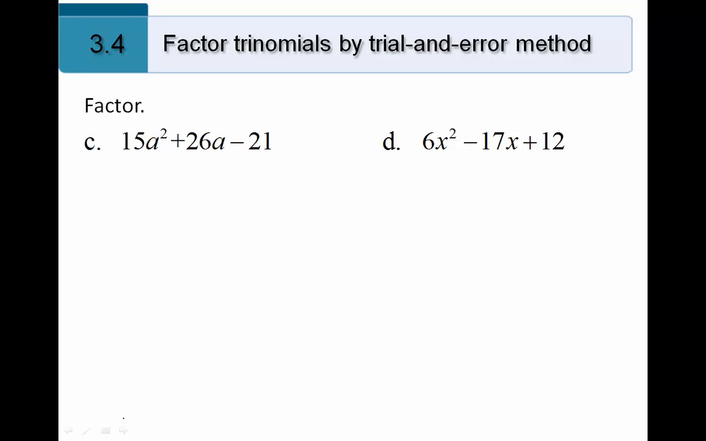All right, 15a squared plus 26a minus 21. Notice it's in descending order, and I should point out there is no greatest common factor to factor out of here. There's no common factor that will go into 15, 26, and 21, except for 1, and you can't factor out an a because there's no a with the 21. So now we know that we can just factor the trinomial.